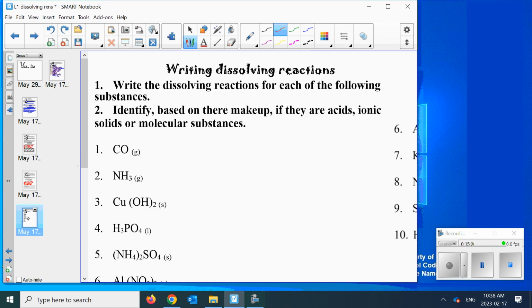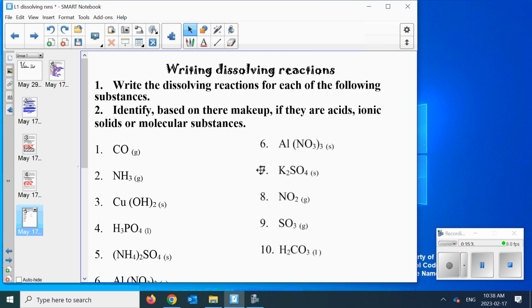I'll just peel these out just so the people at home can see them all on the screen. You guys have them all on the sheet. Work away at these. Write the dissolving reactions just like we did for each of the following. There's two things you want to do for each. Identify if they're acid, ionic, or molecular. Just do what we did with the I, the M, or the A, the acid. Decide like you did, and then write out the reaction.